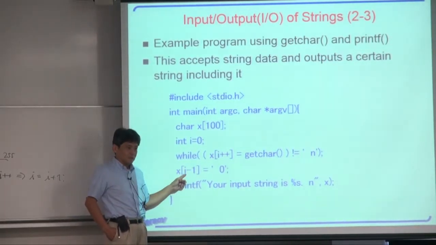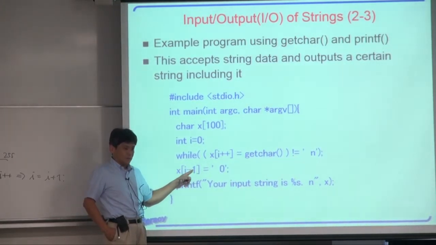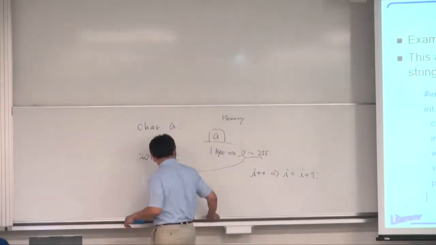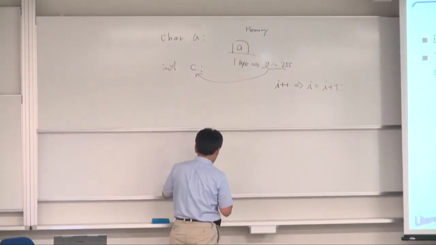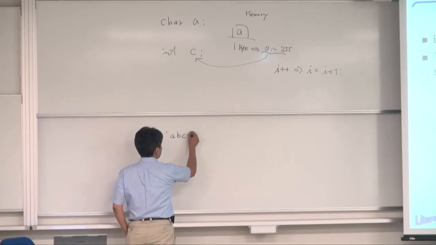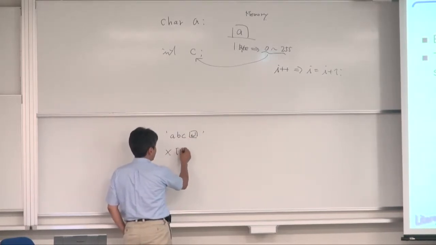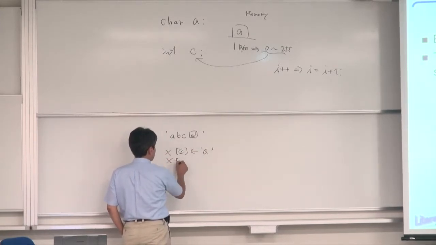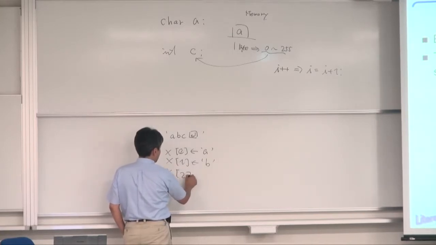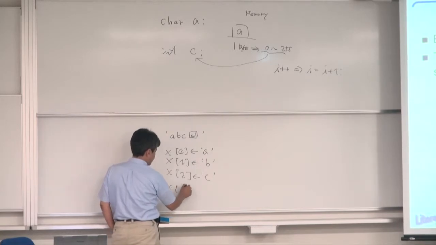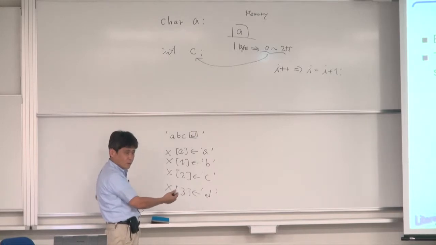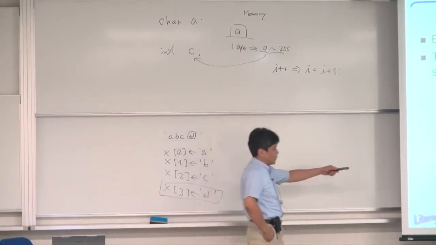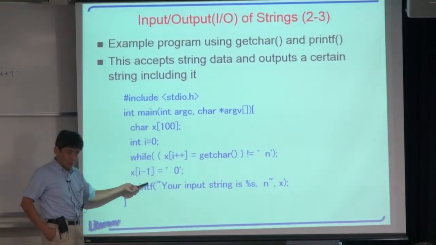Since i is automatically incremented by 1, you have to subtract 1 from i. So if you enter A, B, C, return, then when you enter this carriage return, the program exits this while loop, and this line will be executed.